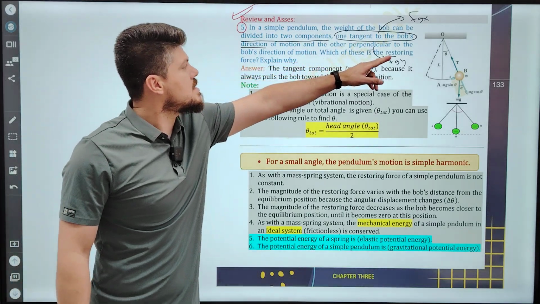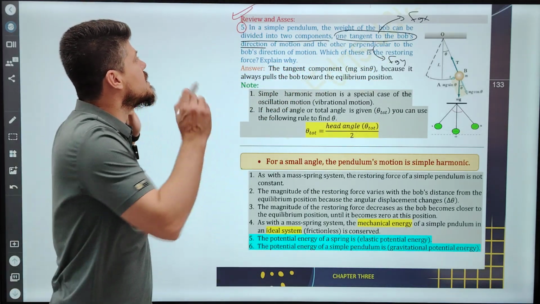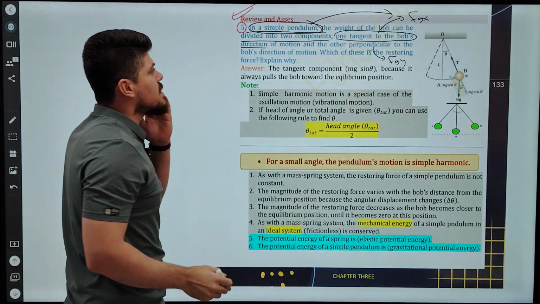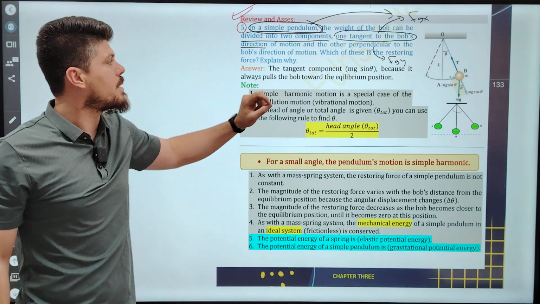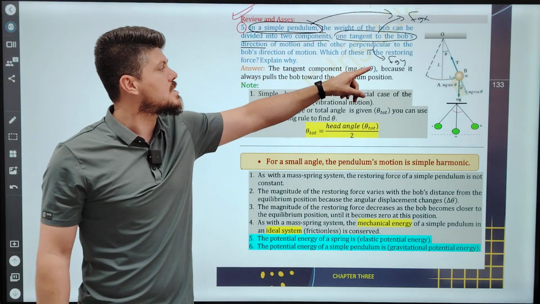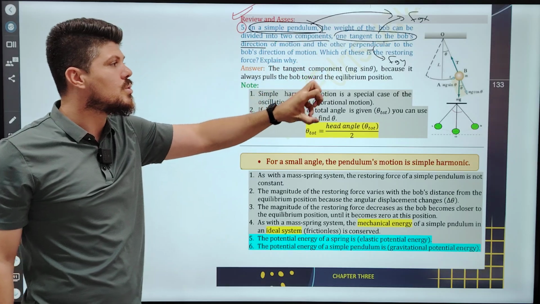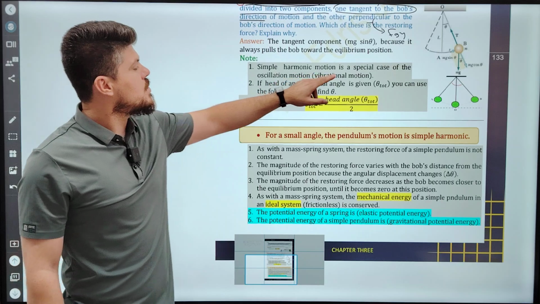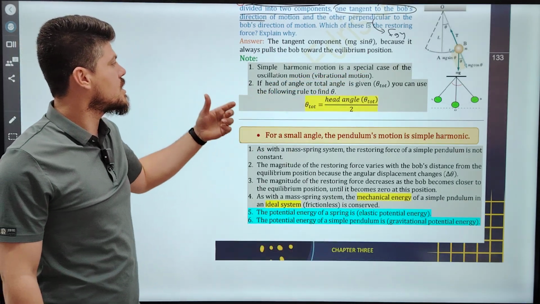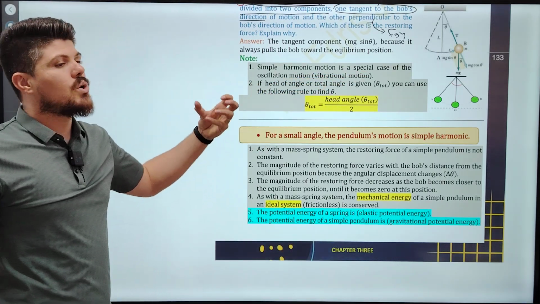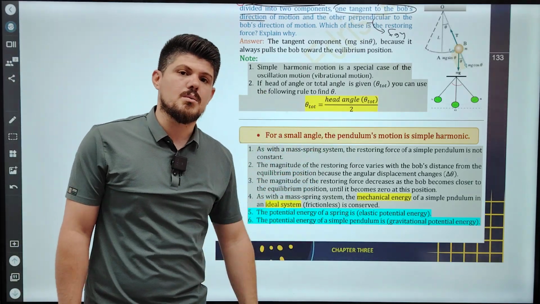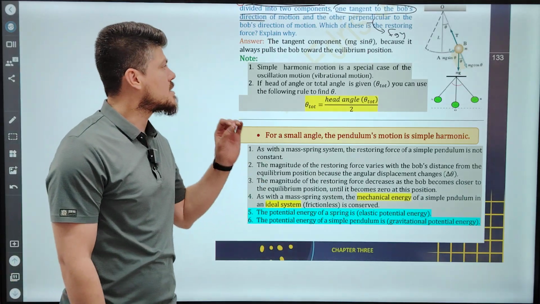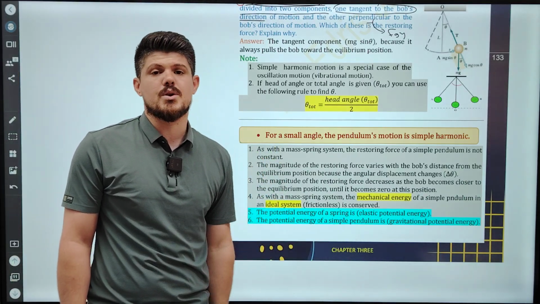Okay, which of these is the restoring force in a simple pendulum? In a simple pendulum, only Fgx provides the restoring force. The tangent component, which is equal to mg sine theta, because it always pulls the bulb toward the equilibrium position. Okay? Simple harmonic motion is a special case of oscillation or vibrational motion, because not every oscillation or vibrational motion is a simple harmonic motion, but every simple harmonic motion is a vibrational motion. So that is why simple harmonic motion is a special case of vibrational motion.